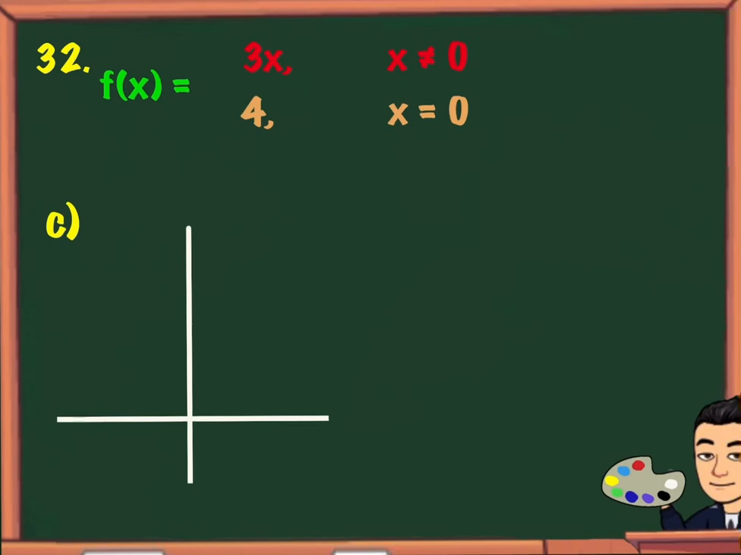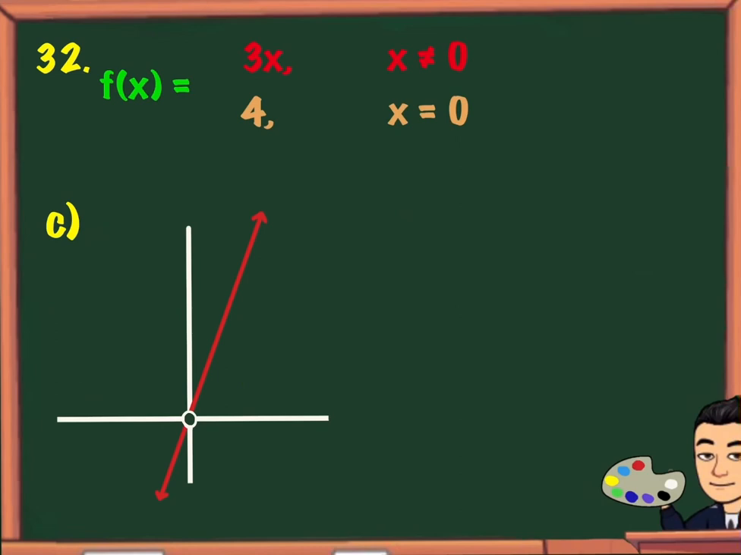This is number 32. Let's go ahead and focus on the first function. f of x equals 3x, where x is not equal to 0. So you're going to draw a line for f of x equals 3x. And make sure you guys put an open circle here. So this is saying that x cannot equal 0.